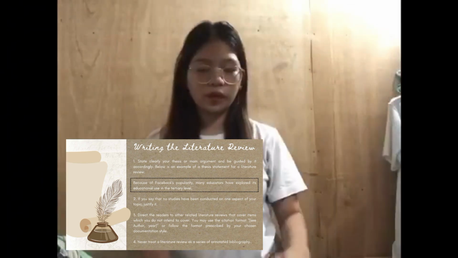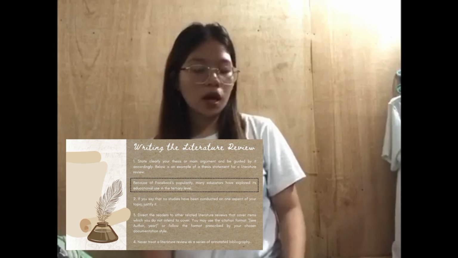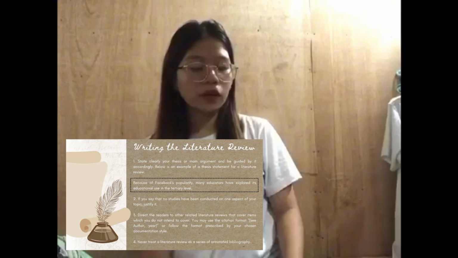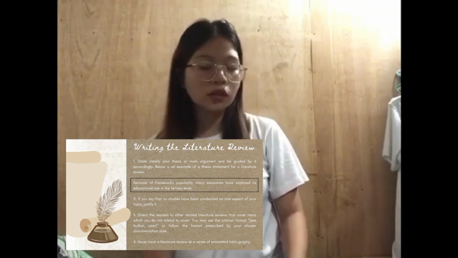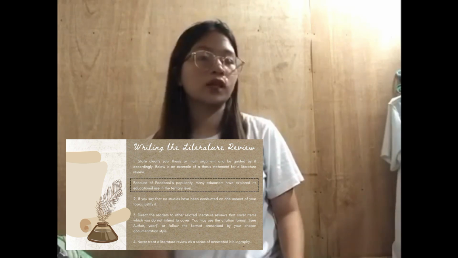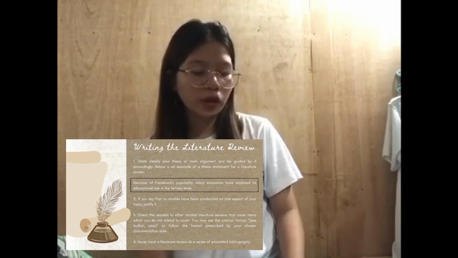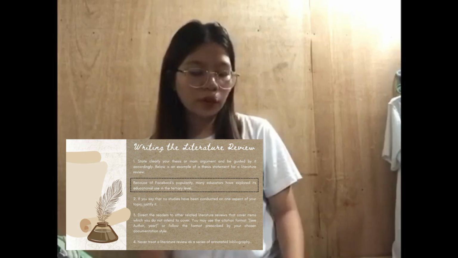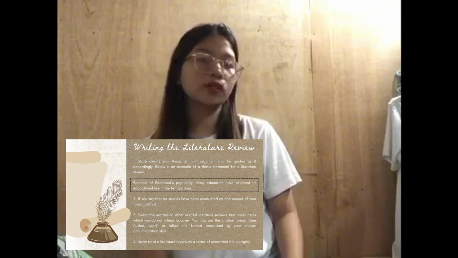Number 2. If you say that no studies have been conducted on one aspect of your topic, justify it. If you claim that there is a lack of research on a specific aspect of your topic, you need to provide justification or evidence for this claim. Example, despite the widespread use of social media in education, there are no studies on students' collaboration in online sources.